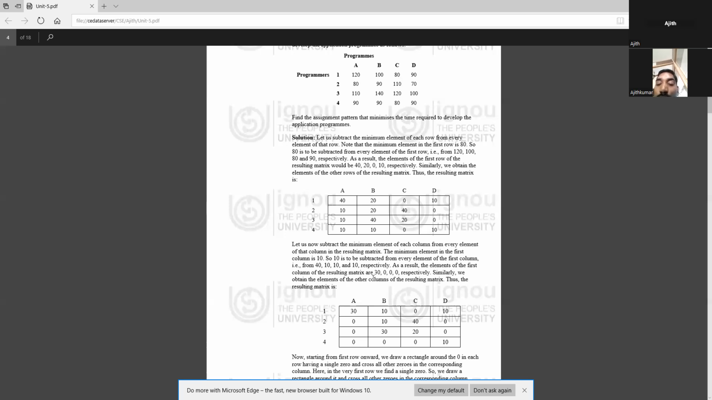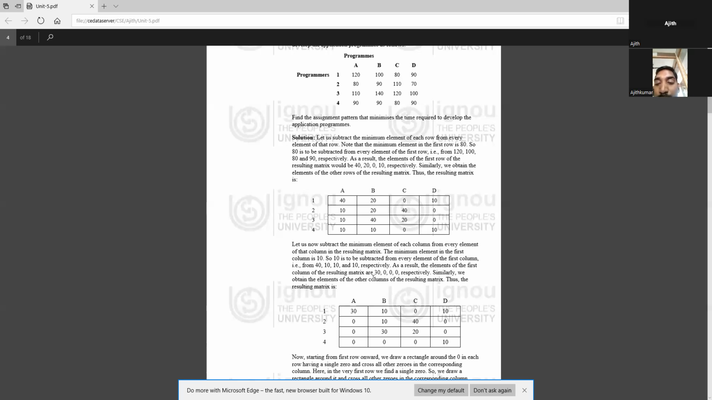So then we have done the row minimum calculation. Then we find the column minimum. The answer kept from the row minimum, that answer only we have to reduce with the column minimum. So first column, column A has the minimum element 10. So the minimum element we subtract from all the elements. So 40 minus 10, 10 minus 10, 0, 0. So 30, 0, 0, 0.